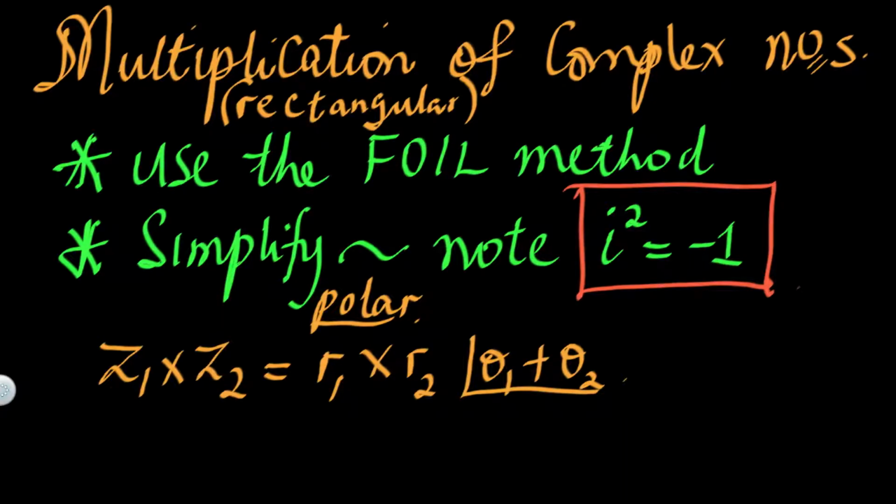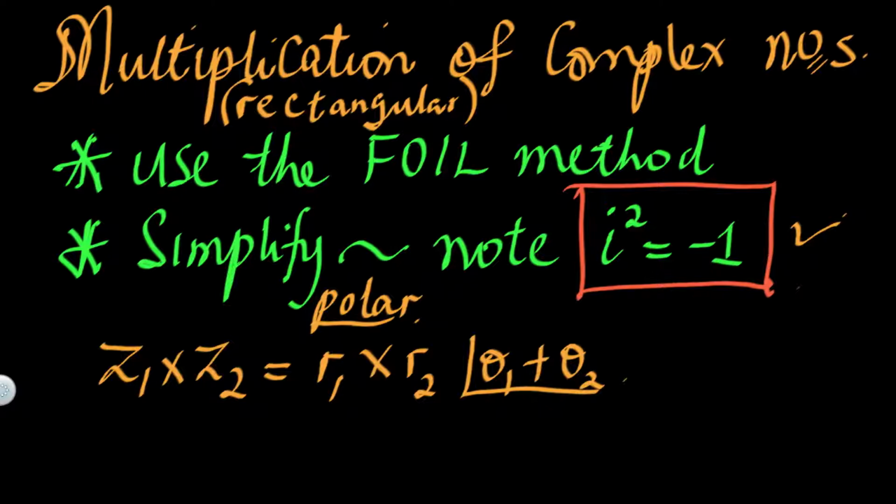In this video, I'm going to explain the multiplication of complex numbers in rectangular form and also in polar form. In rectangular form, you simply apply the FOIL method and you simplify, noting that i squared is equal to -1. Please don't forget this part here. It is a fact that you're going to use in simplifying your complex numbers after the multiplication.